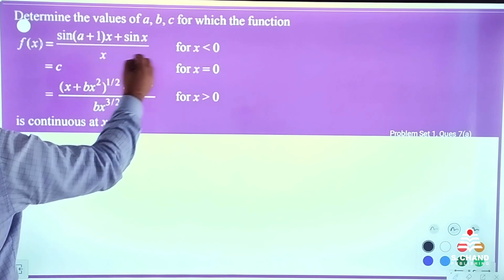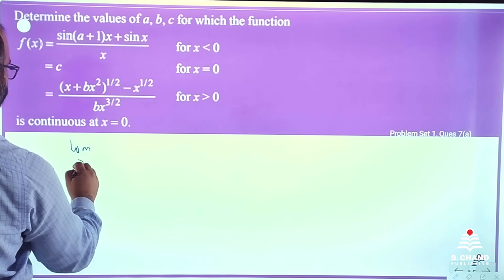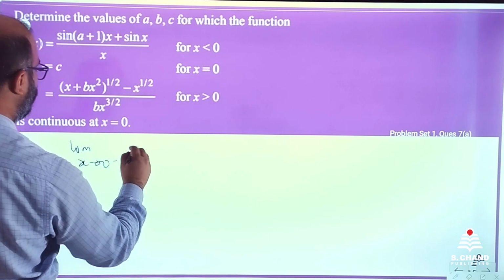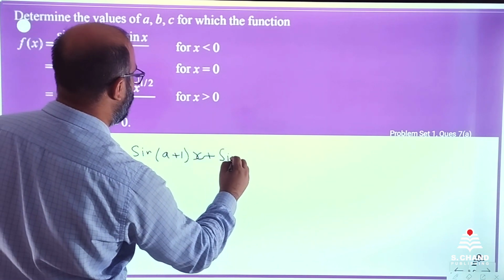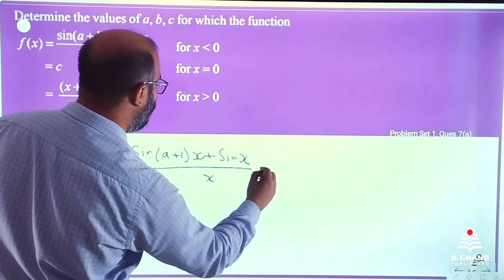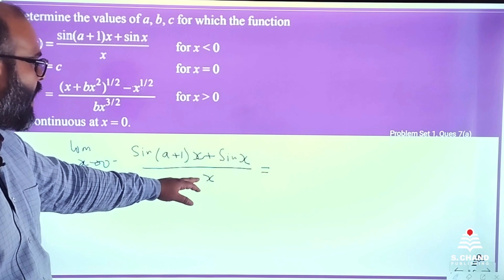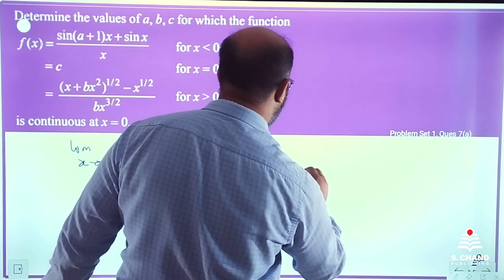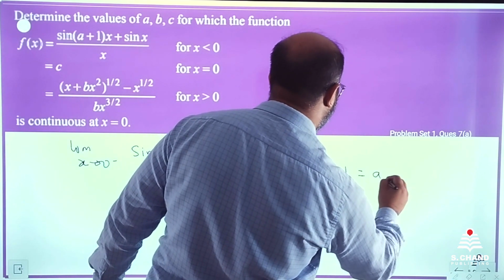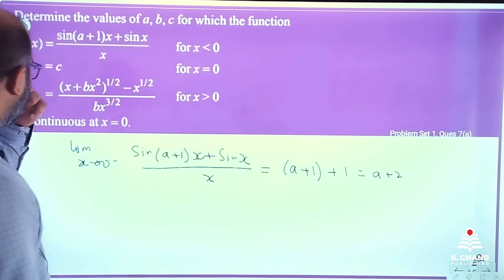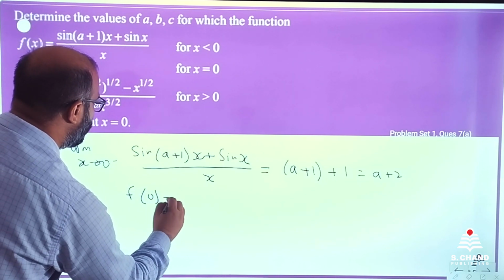So left hand limit is for x tending towards 0 minus. So we have to find the limit, x tending towards 0 minus, of sin((a plus 1)x) plus sin x by x. What will this value become? As you know, sin((a plus 1)x) by x is there, so a plus 1 will be divided and multiplied. It will give a plus 1 plus sin x by x, that will be 1. So it will be a plus 2. If we talk about x equal to 0, it is c. So for x equal to 0, the function value is c.